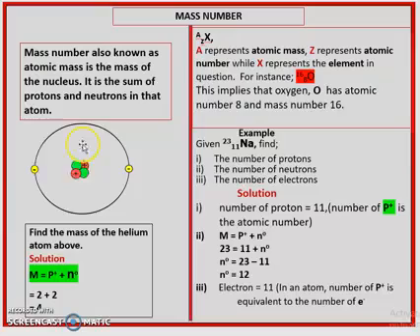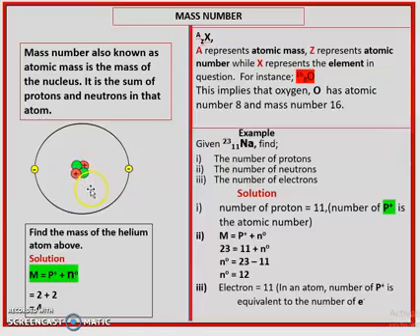So the mass number of this atom is the sum of the protons and the neutrons in this atom. That is why, to get the mass number of an element, you add the number of protons and the number of neutrons in the atom of that element.